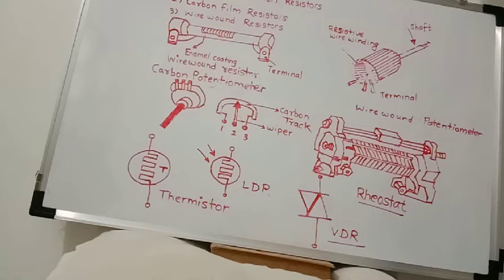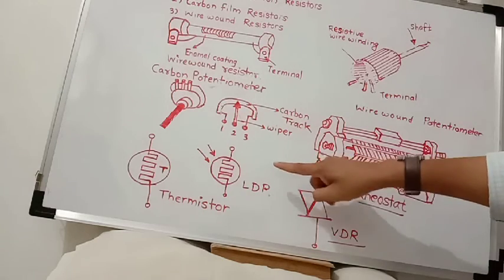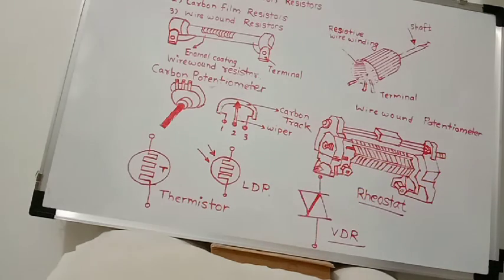Its dark resistance is about 100 kilo ohm, and it decreases with light intensity. LDR is widely used in many applications like automatic street light control or in burglar alarm circuits. This LDR is used as a sensor. Light dependent resistor.